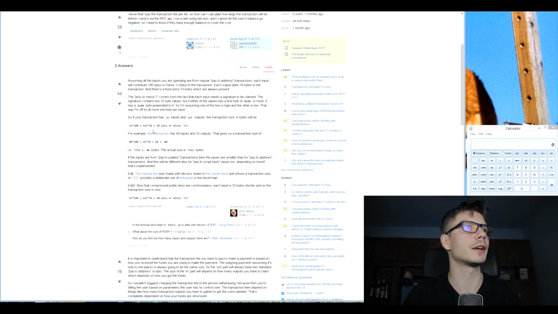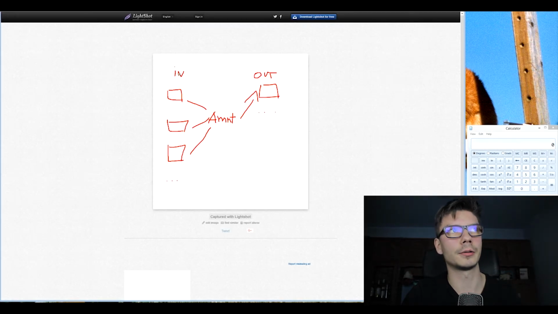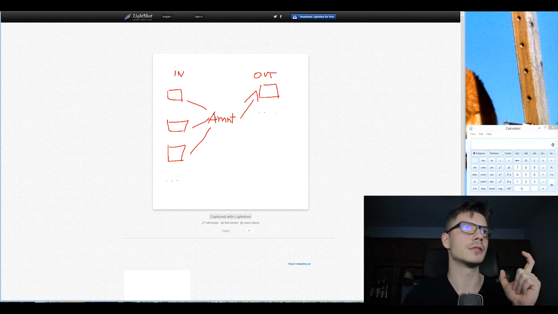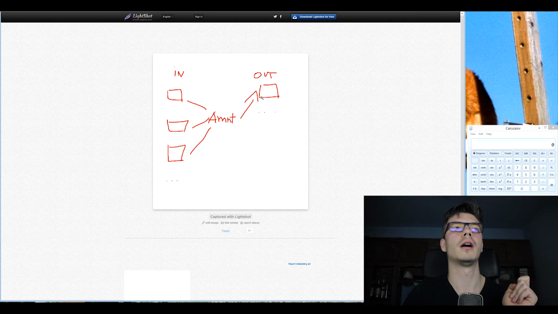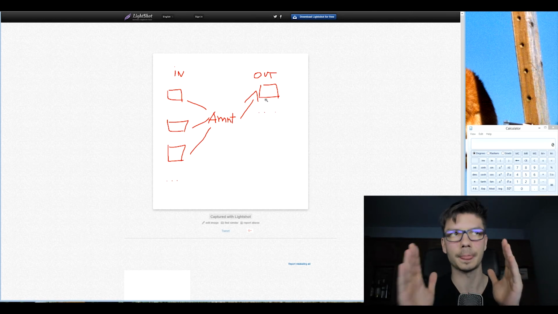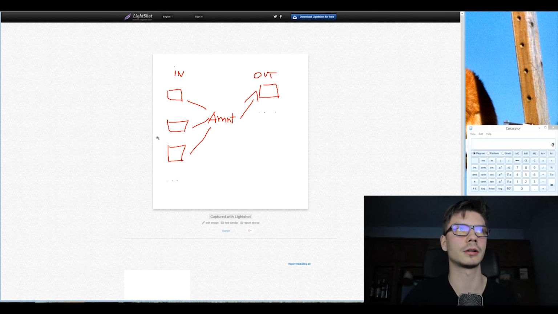And now the interesting thing is that, as you can see, for every input, and this is like a drawing of the transactions, you list all the inputs, where the Bitcoin came from, and then you list the amount, how much you want to send, and then you list the outputs, so where you want to send it, and this is the actual transaction. How does it look in a graphical view?